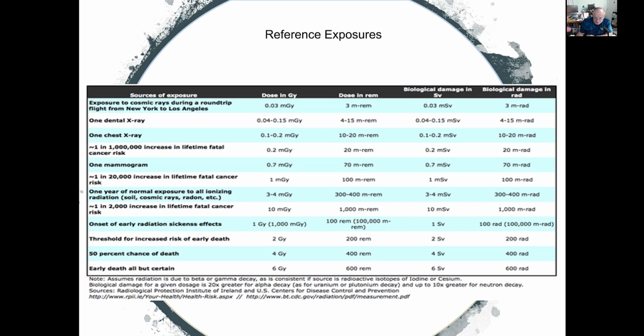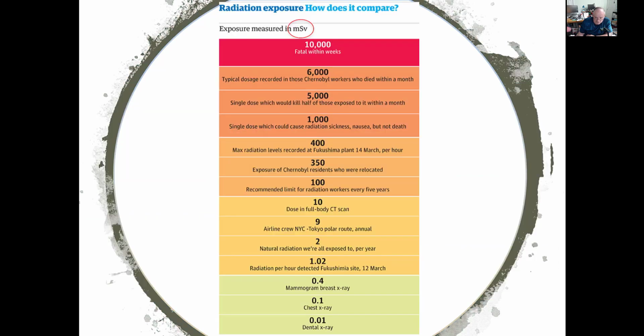The threshold for increased risk of early death is 2 Grays. 50% chance of death, 4 Grays. Early death all but certain, 6 Grays. So I think that helps. I have a little bit more here.